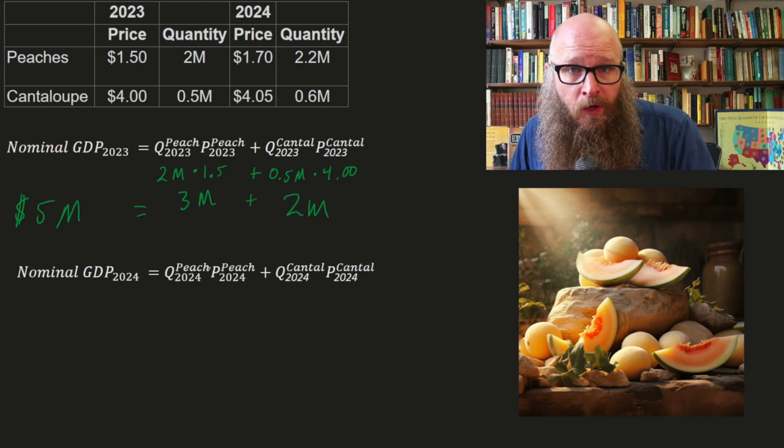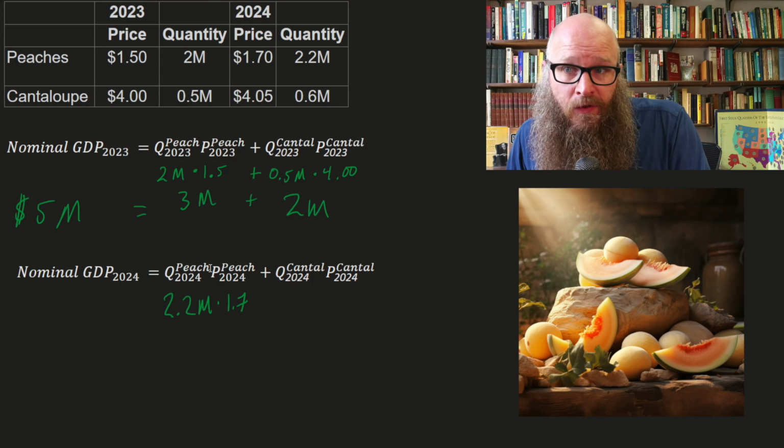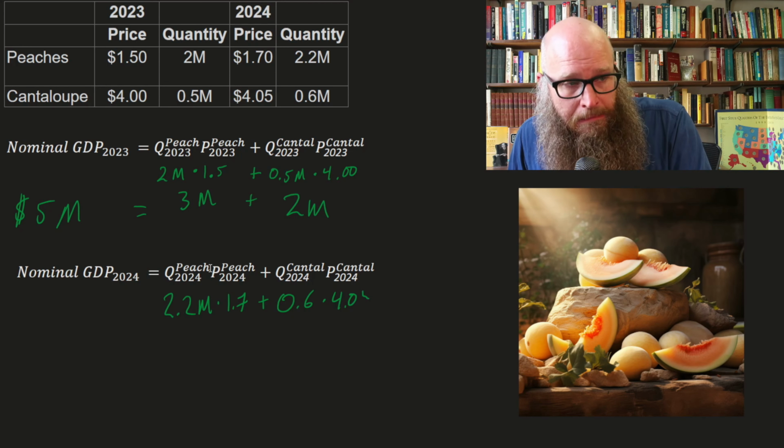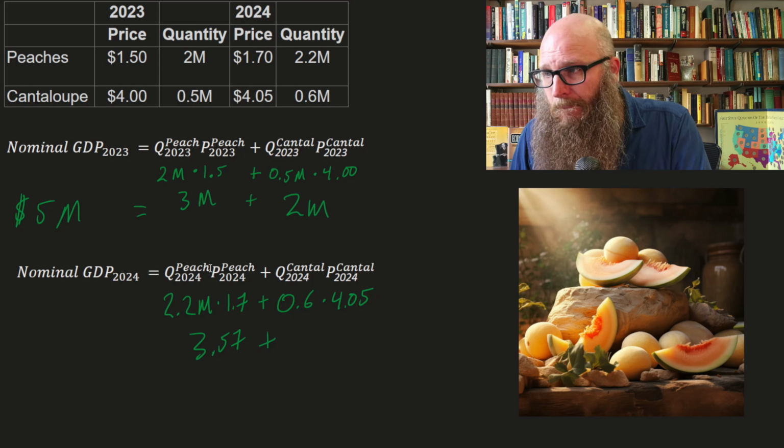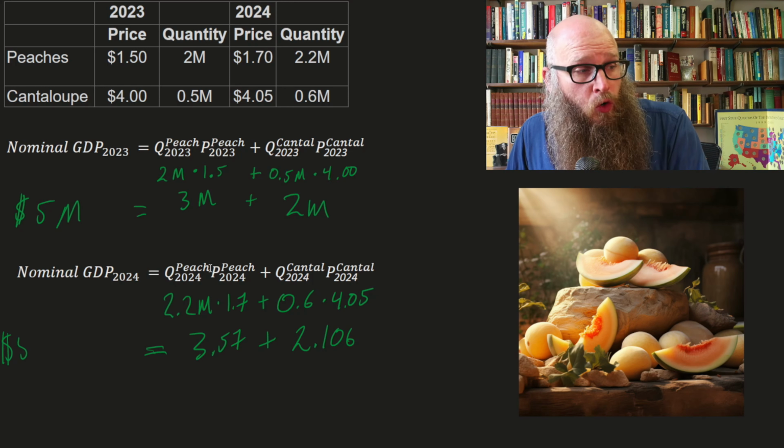Well, let's calculate the nominal GDP the next year. We saw some economic growth. We grow more peaches than we used to, but we have some inflation because the price is a little higher. More cantaloupe, but slightly more expensive. The nominal GDP in 2024 grew to 5.676 million.